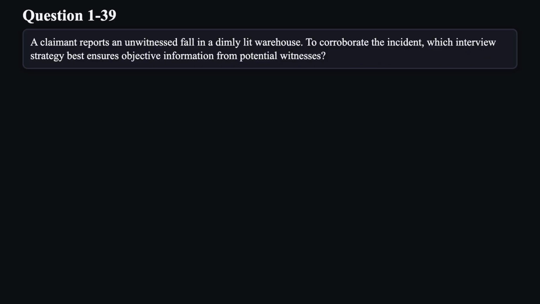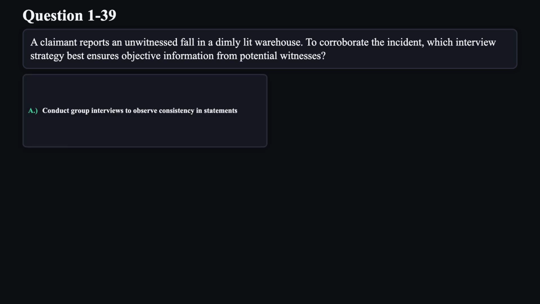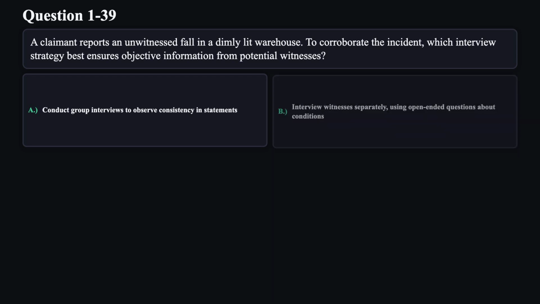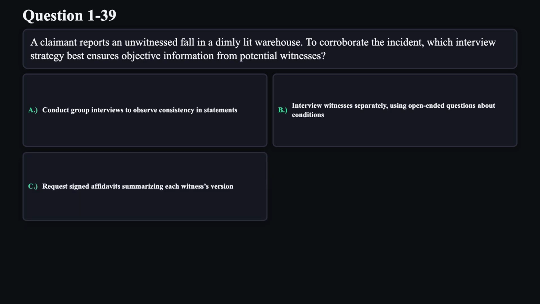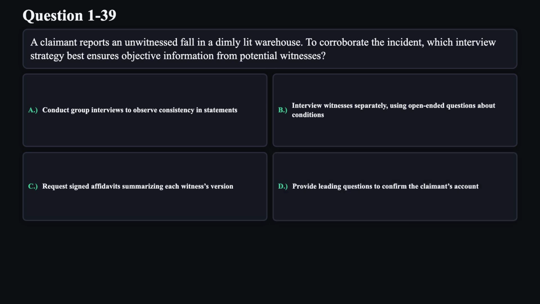Question 39. A claimant reports an unwitnessed fall in a dimly lit warehouse. To corroborate the incident, which interview strategy best ensures objective information from potential witnesses? A. Conduct group interviews to observe consistency in statements. B. Interview witnesses separately using open-ended questions about conditions. C. Request signed affidavits summarizing each witness's version. D. Provide leading questions to confirm the claimant's account.